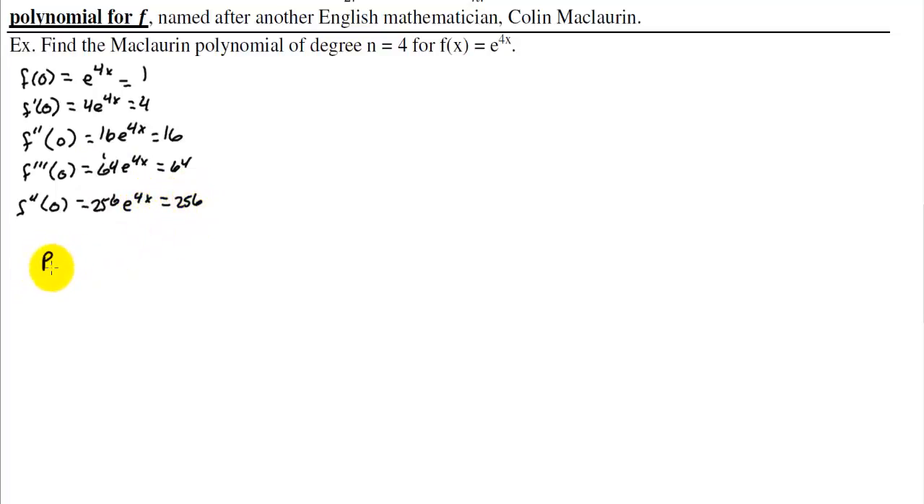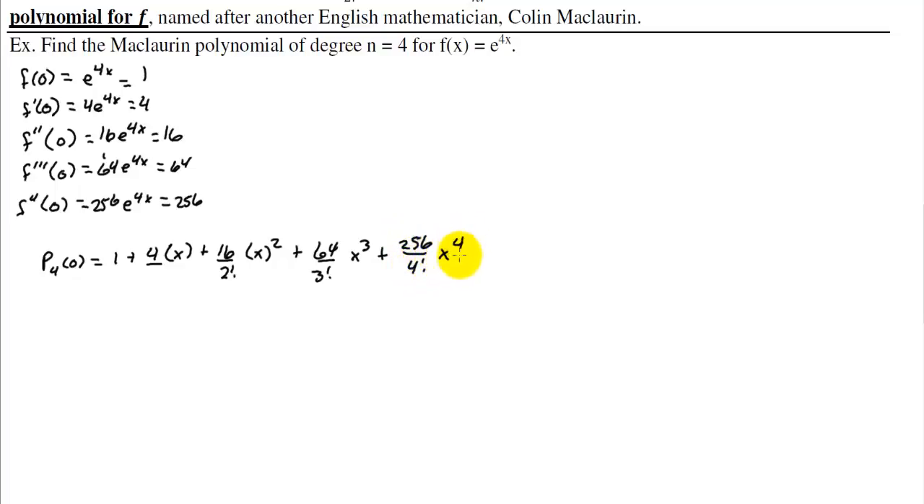Well, now the Maclaurin polynomial centered at 0 is going to be, first of all, 1, and then plus 4 over 1 factorial, times x minus 0, which is just x, and then plus 16 over 2 factorial times x squared, and then plus 64 over 3 factorial times x to the third, and then finally 256 over 4 factorial times x to the fourth.